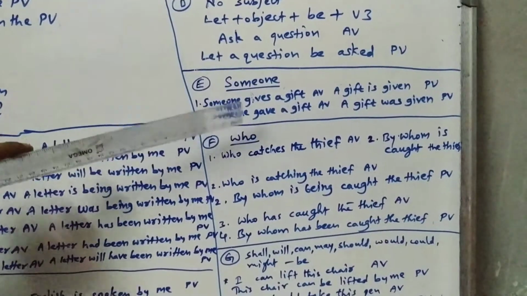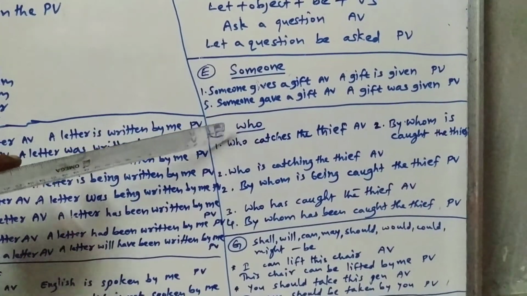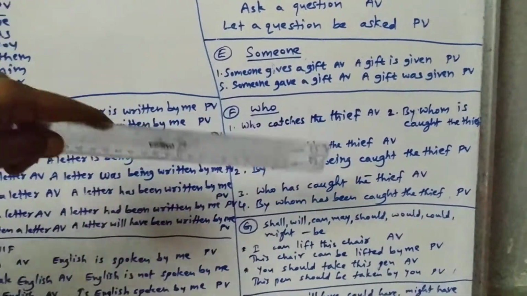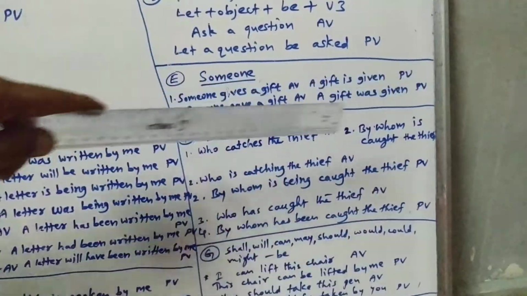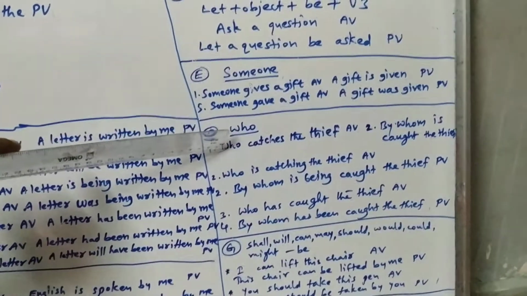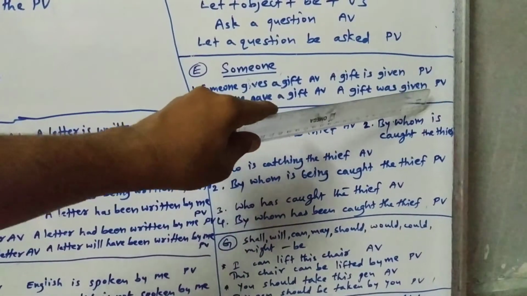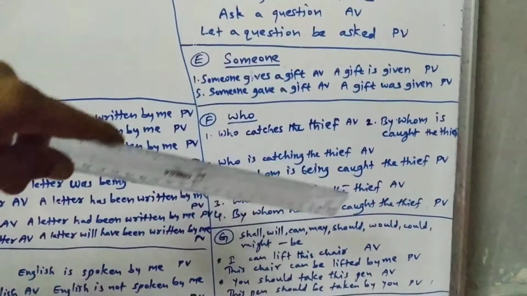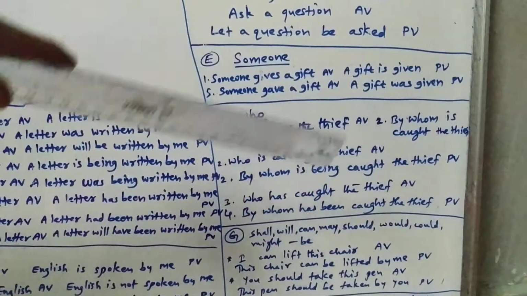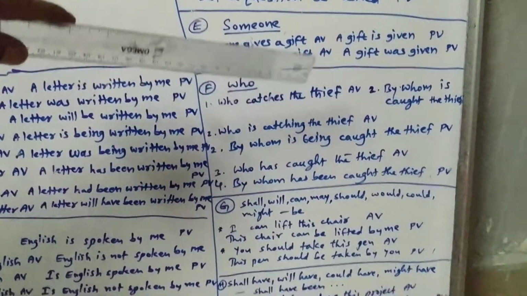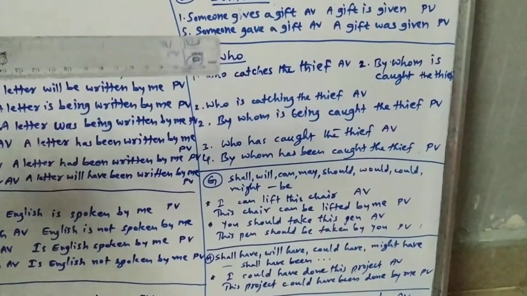Who? Okay, if a sentence begins with who, we change that sentence like this. Who catches the thief? By whom is the thief caught? Who catches means this is simple present tense, so here I am using the present continuous helping verb. By whom is caught the thief? Who caught the thief? By whom was caught the thief? Who will catch the thief? By whom will be caught the thief?